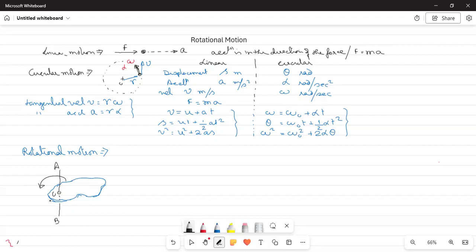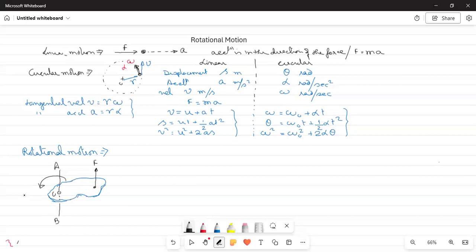The formulas, etc., are very much like circular motion, except a small difference here. Suppose if you knock here, suppose here, if you apply some force, then obviously it will start rotating.